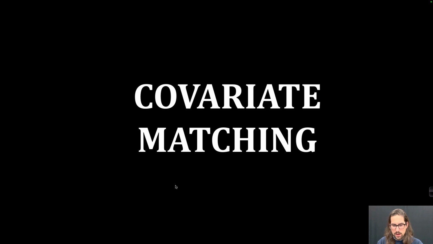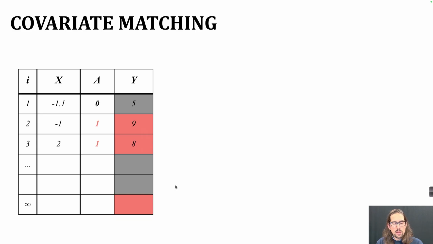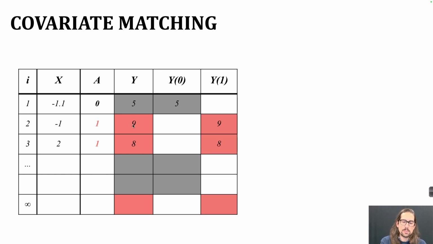All right, so let's start out with covariate matching. The idea behind covariate matching is pretty straightforward. We have our science table of potential outcomes. This is the observed outcome. The problem is that we're missing these outcomes for these people. We only get to see the potential outcome corresponding to the treatment that somebody actually got, and we're missing the counterfactual potential outcome.